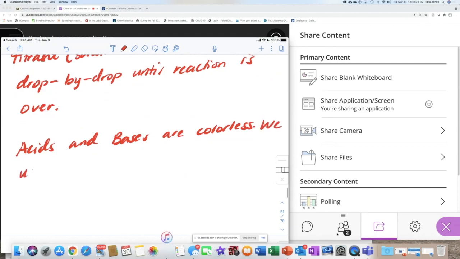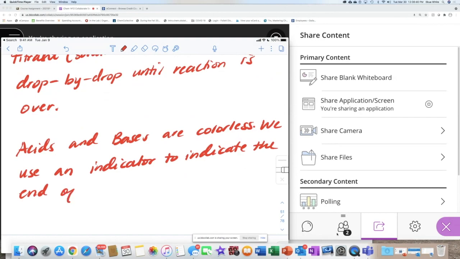So we use an indicator, to, without being funny, indicate, I know I just used the word, indicate the end of reaction. So what they're trying to say is, listen, you're adding two colorless clear liquids to each other. How do you know you've added enough? You're sitting there in the lab pouring, pouring, pouring, pouring. How do you know you've added enough?